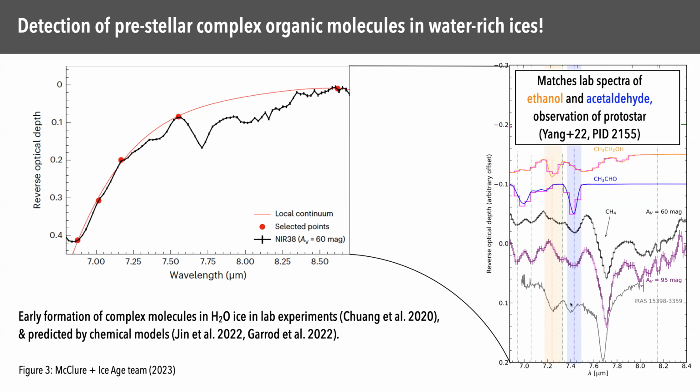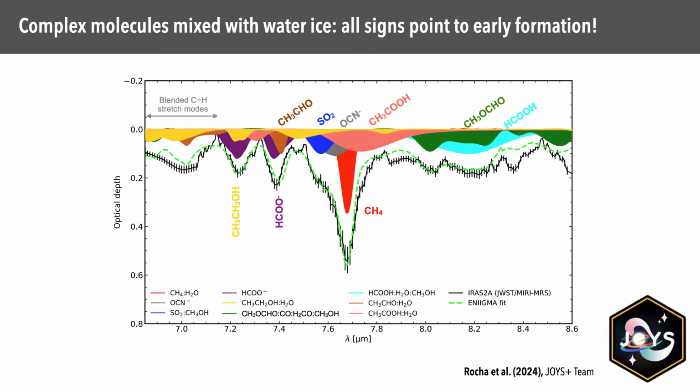But since then, there's been another program, the JOICE Plus program, which has some overlap with the Ice Age team. And they've done a really detailed job of starting to fit these features in other protostars. So they were able to fit all of these different types of ices to this set of features. And again, you see they have ethanol in here as well. And I think this was something that was in a big press release when it came out. Cheers to JWST, because they had alcohol in it.